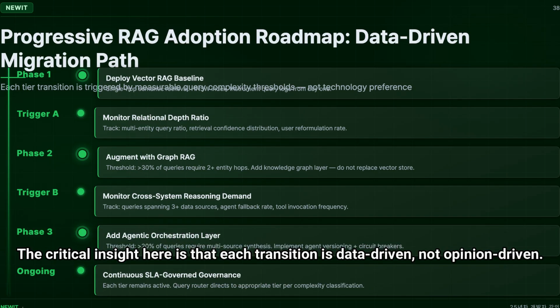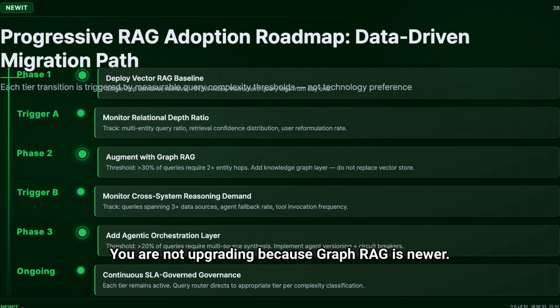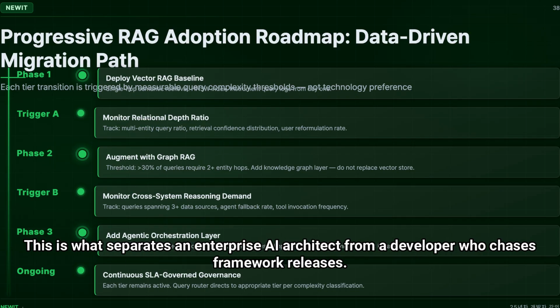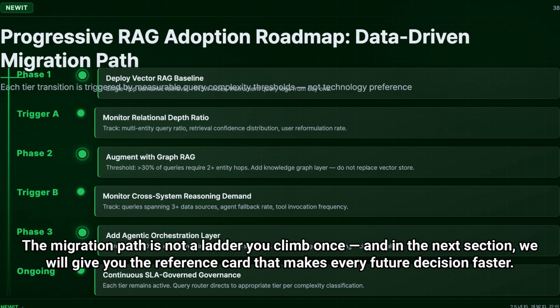The critical insight here is that each transition is data-driven, not opinion-driven. You are not upgrading because Graph RAG is newer. You are upgrading because your query telemetry has crossed a threshold that the previous tier cannot serve within your SLA. This is what separates an enterprise AI architect from a developer who chases framework releases. The migration path is not a ladder you climb once. And in the next section, we will give you the reference card that makes every future decision faster.